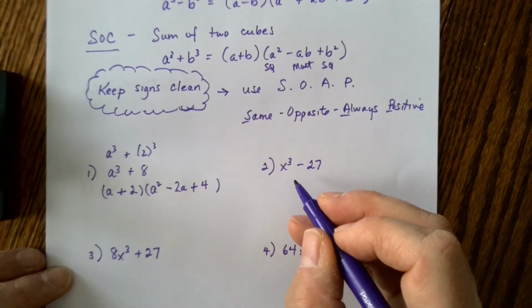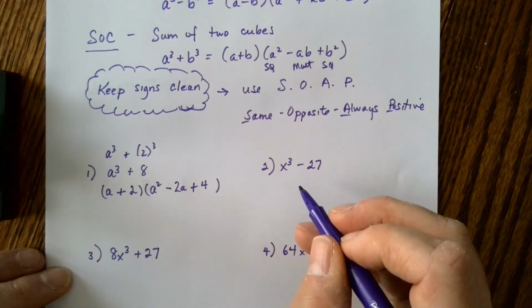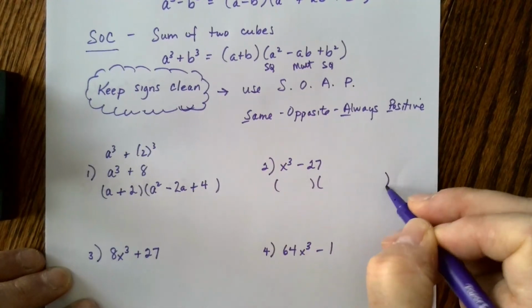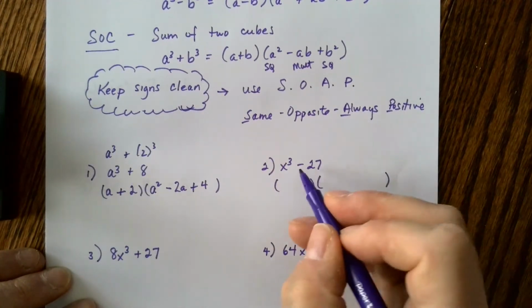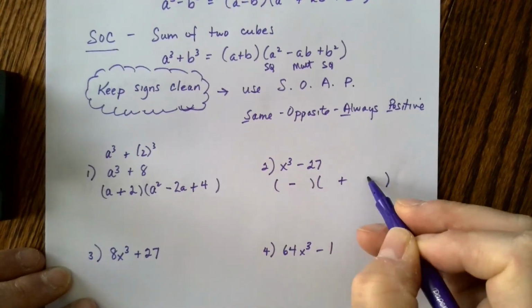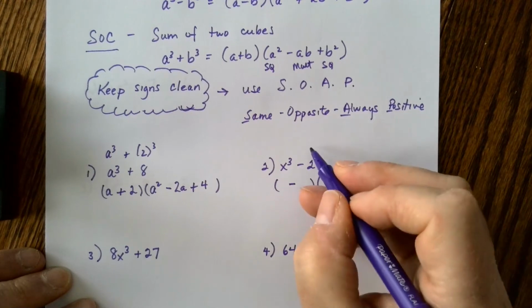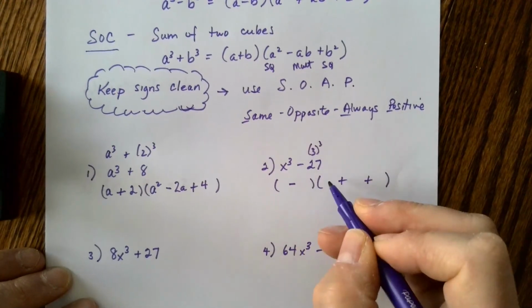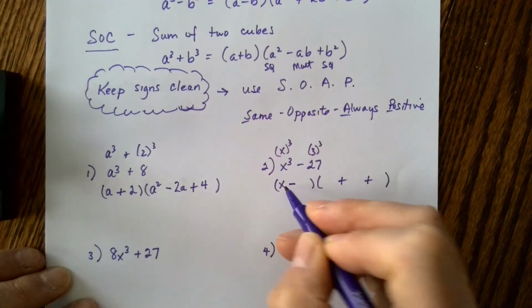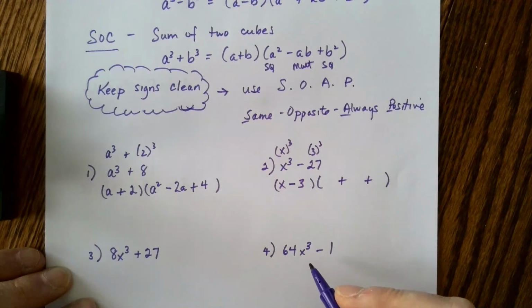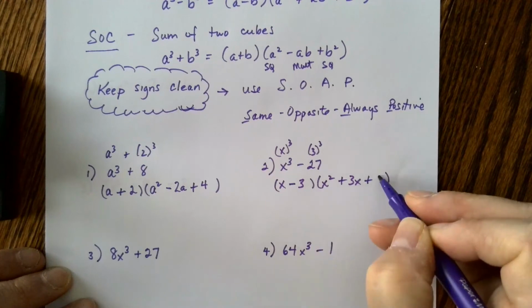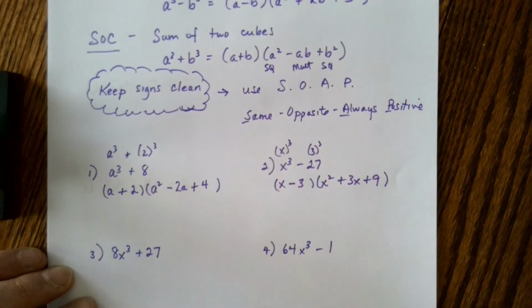Let's see if we can work this problem. You may want to stop your video to work problem number 2. It's going to be a binomial and a trinomial. Sign is the same, opposite, always positive. Now again, 27 is 3 to the third power. X to the third is x to the third power. So as you can see, this is going to be x and 3. Now we're going to square, multiply, square. And there's my factored form.